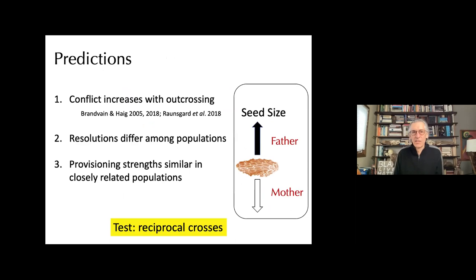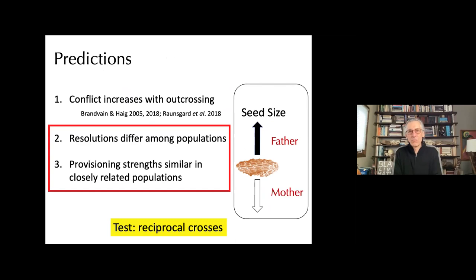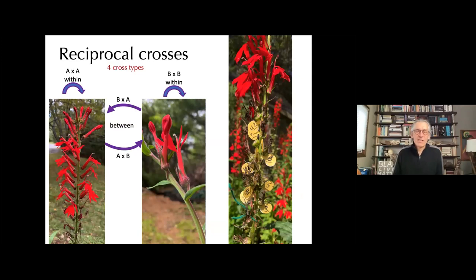We would expect in particular that outcrossing populations should show this most strongly, and selfing populations should show it weakly or not at all. And for us, though, we would expect resolutions would differ among populations. That is, provisioning strengths should be similar in closely related populations, but potentially quite different in unrelated populations. To test this, you can do reciprocal crosses. And I've now done thousands of these.